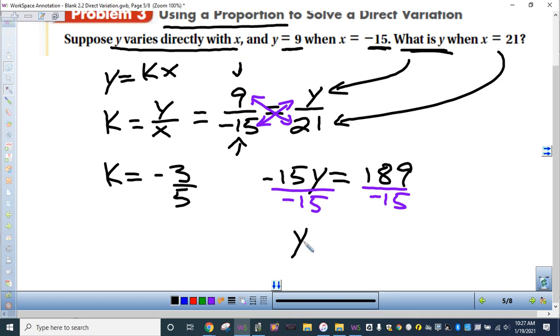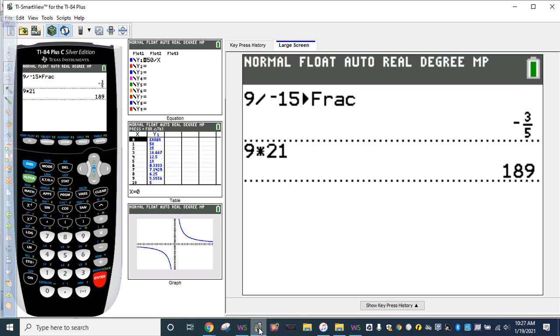So you get y equals 189 divided by negative 15. In your graphing calculator, if you multiply 9 times 21, you got the 189. To divide by negative 15, you can just hit divide. Your graphing calculator will take whatever your last answer was and divide that by whatever you want, in this case, negative 15. Just makes it easy. So negative 12.6.